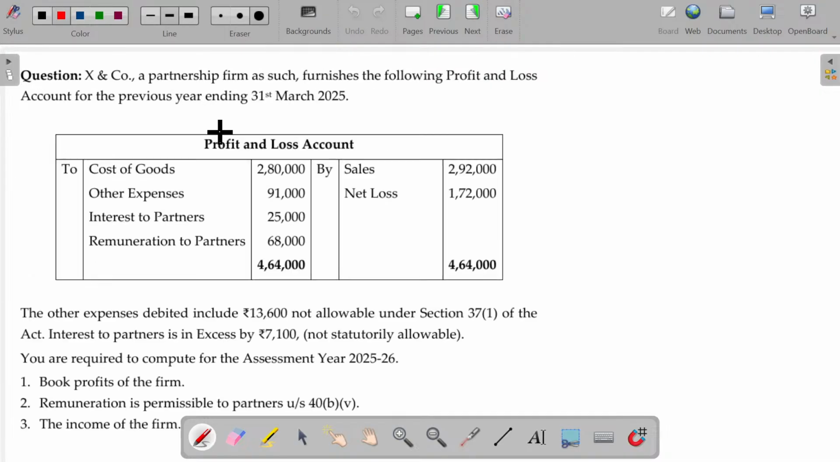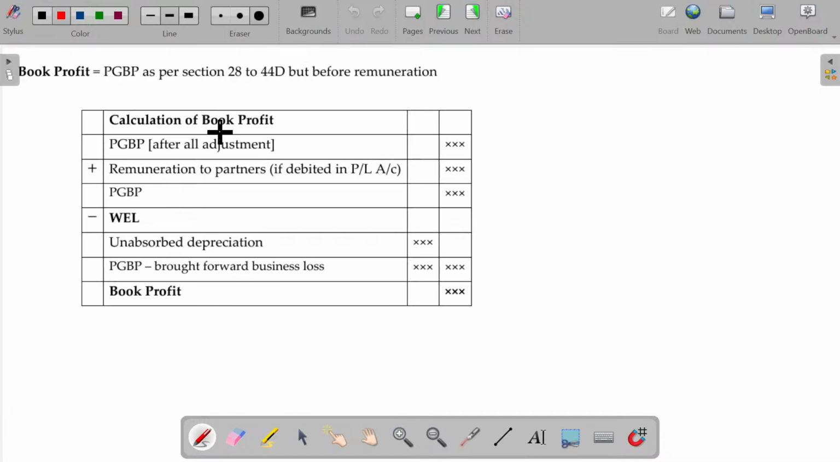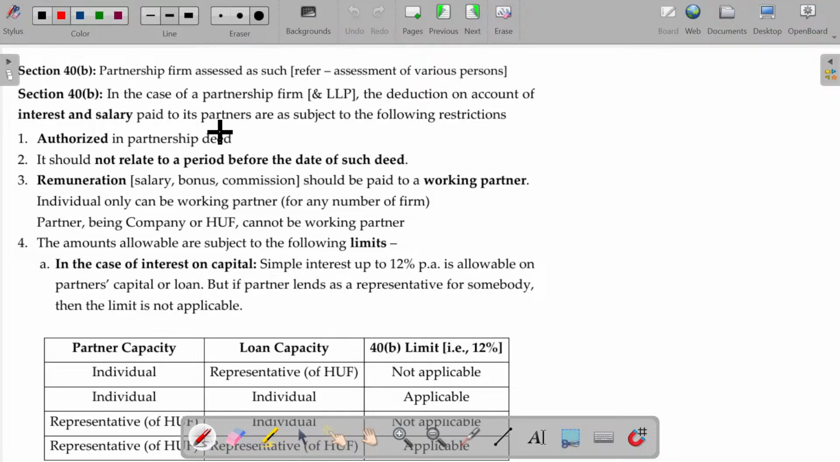See, in the last class, we discussed and solved an illustration on section 40 class B. Partnership firm assessed as such case. So for that, two conditions should be satisfied.